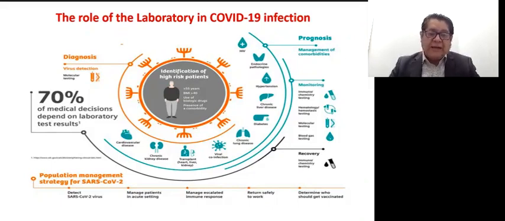Finally, the importance of the laboratory for COVID-19 diagnostics is to screen and identify patients. The same goes for identifying risks that could serve as a prognosis, monitoring, and evaluating the recovery from the disease. After the strategy is detected and managed, scientists must determine who should be vaccinated, which is also important because 70% of medical decisions depend on laboratory test results.